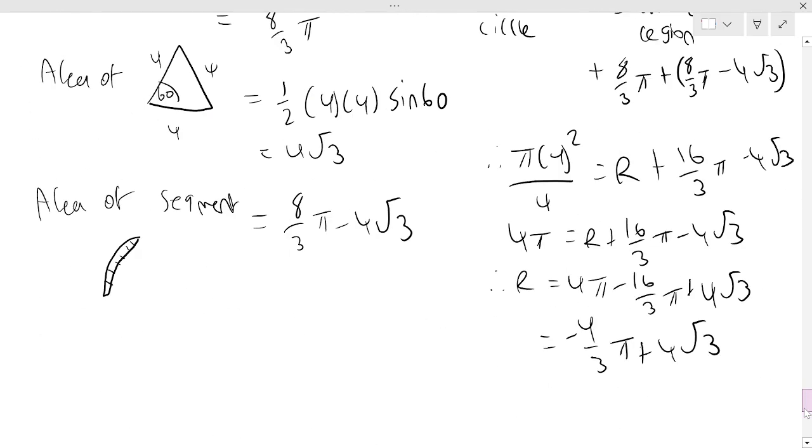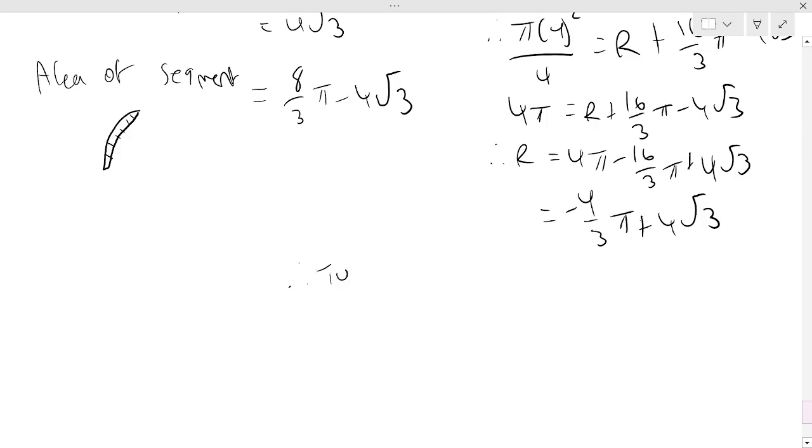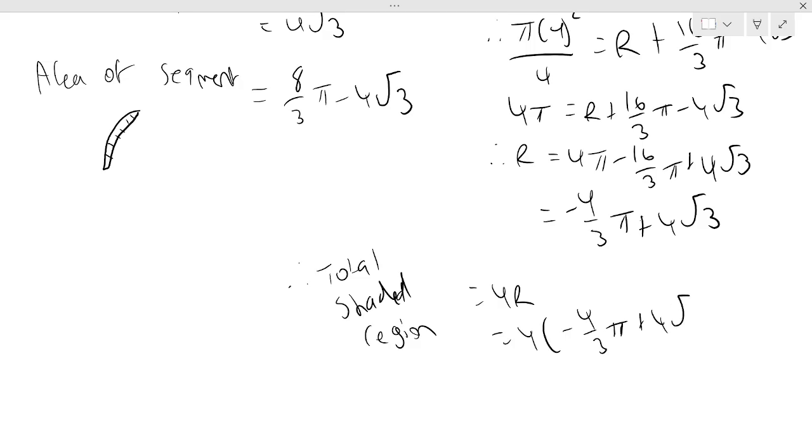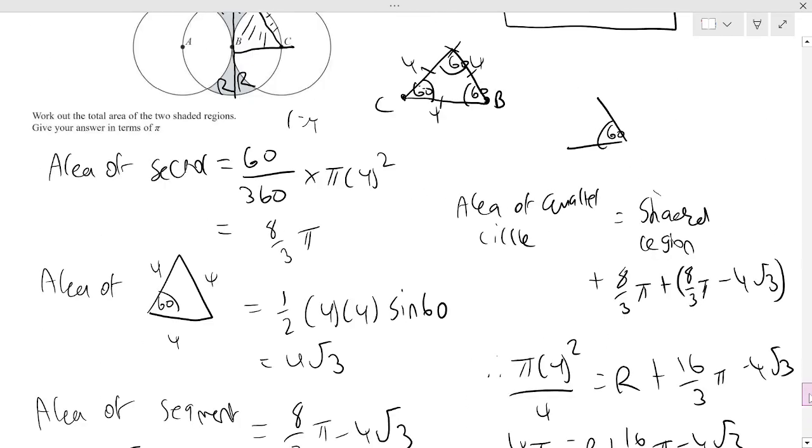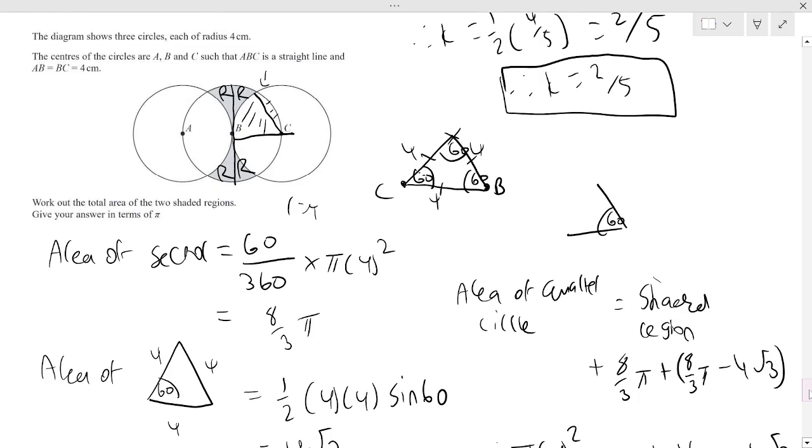So the total shaded region is going to be 4 lots of R. So it's going to be 4 lots of minus 4 over 3 pi, add 4 root 3. And so that's going to be 16 root 3, take away 16 over 3 pi. And there it is. That's the area, I believe. I'm going to double check that, but I think that should be good. There we go. Man, what a question that is.